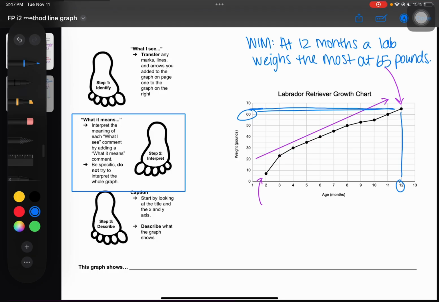That's my bad. My line was a little crooked. Okay, and now I'm going to move to my low. So first comes the high, then comes the low. So down here, I'm going to write a WIM for the low, and I'm going to take that dot and follow it down, and I'm going to say that's at 2 months, right?